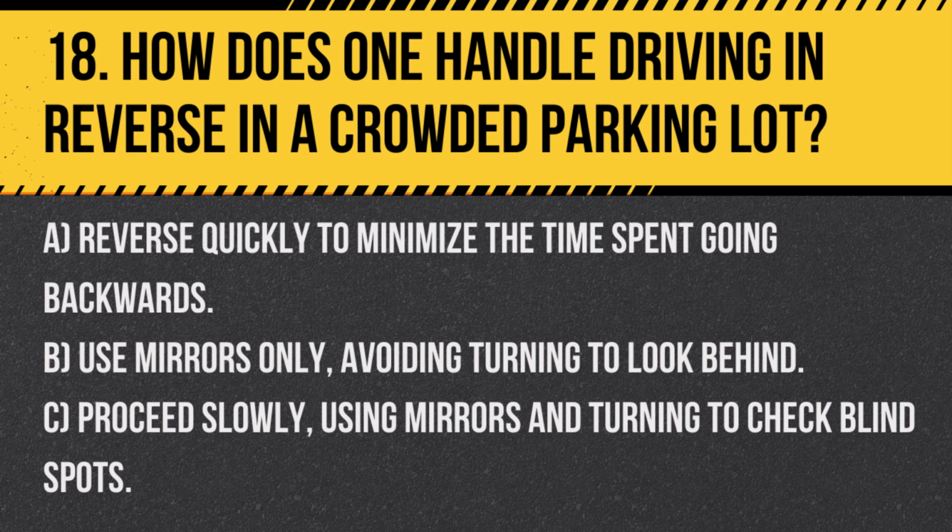Question 18. How does one handle driving in reverse in a crowded parking lot? A. Reverse quickly to minimize the time spent going backwards. B. Use mirrors only, avoiding turning to look behind. C. Proceed slowly, using mirrors and turning to check blind spots.